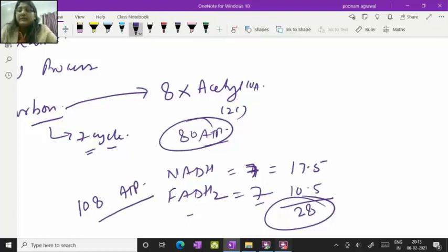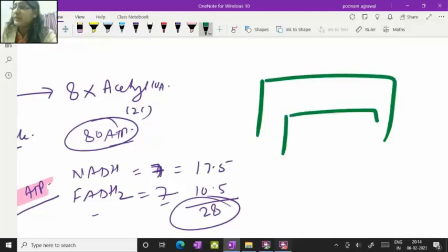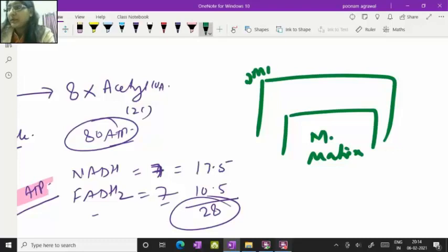And please understand, the fatty acyl CoA, when it is there in the matrix of the mitochondria, is capable of generating 108 ATP in total. And during transportation of the fatty acid across the mitochondrial membrane, this is the mitochondrial matrix. This is the intermembrane space. This is the outer mitochondrial membrane. This is the inner mitochondrial membrane.